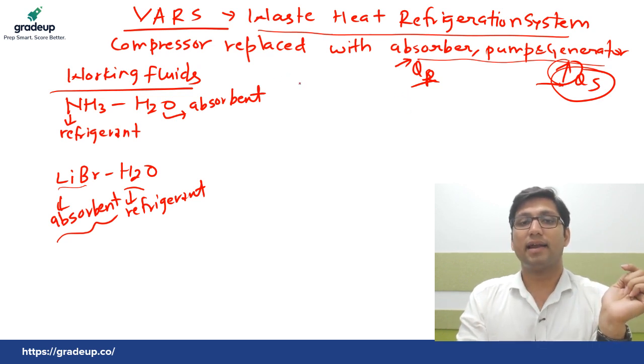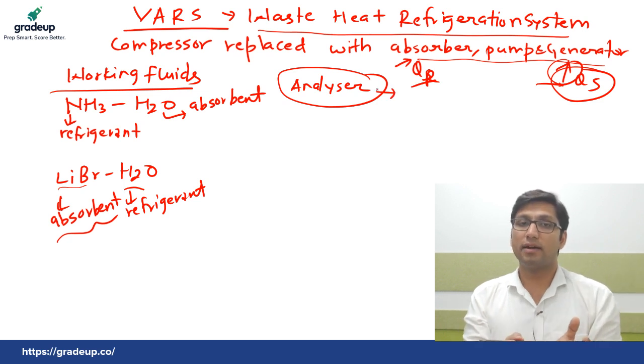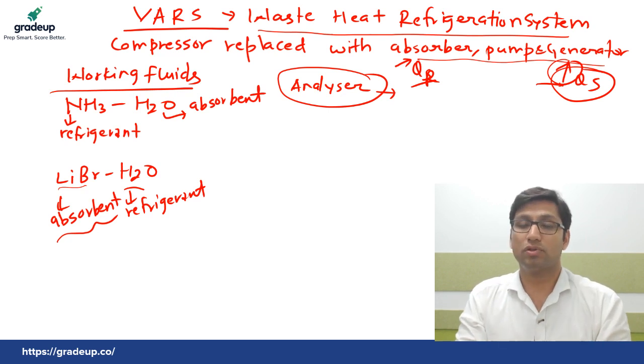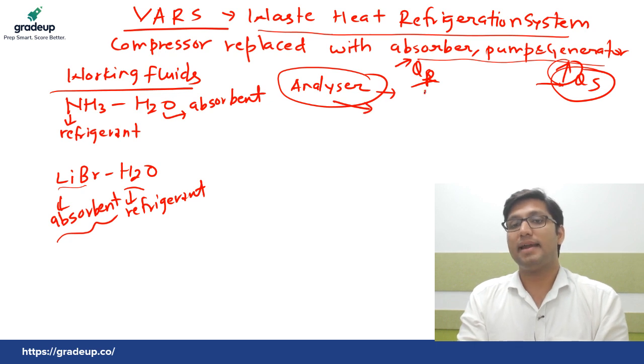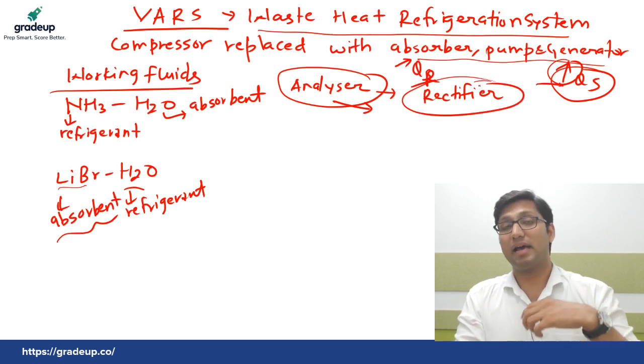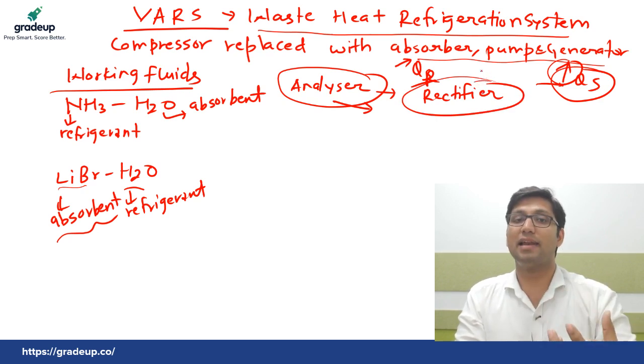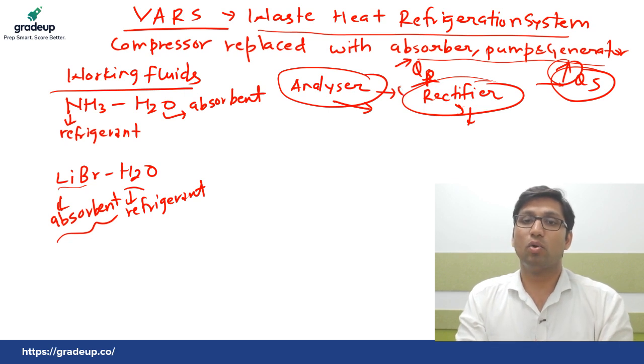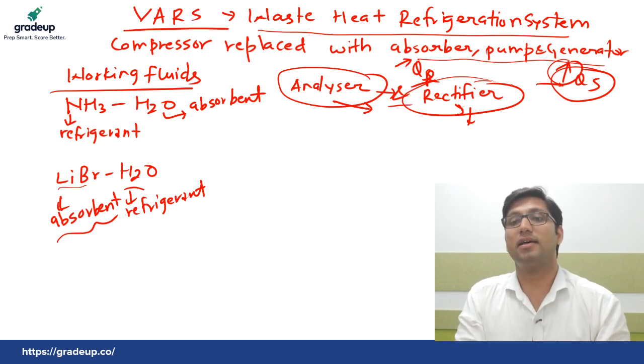Well, analyzer and rectifier are also a part of the vapor absorption system. Analyzer will analyze that no liquid refrigerant should go into the evaporator. It should go into the condenser. So it actually analyzes that thing, and rectifier corrects it if somehow some liquid refrigerant passes from the analyzer, it will rectify it. Okay, it will send that refrigerant back to the absorber. Okay, so there are other two components which are used along with the generator.